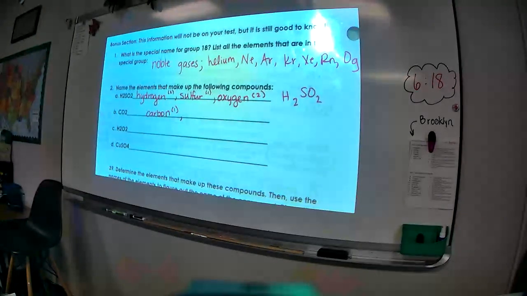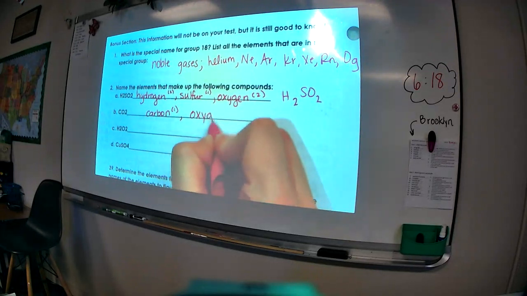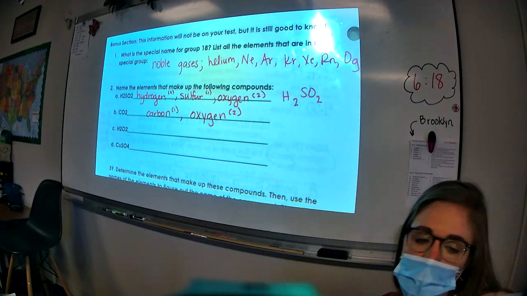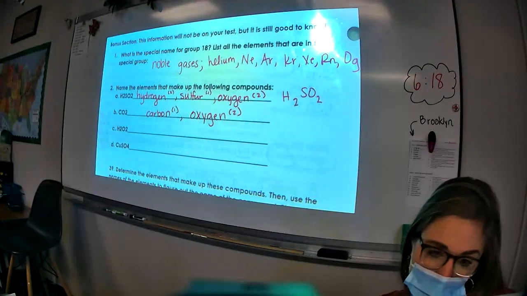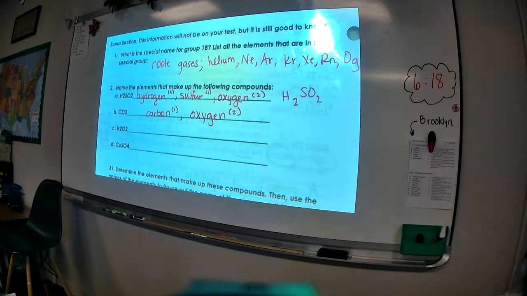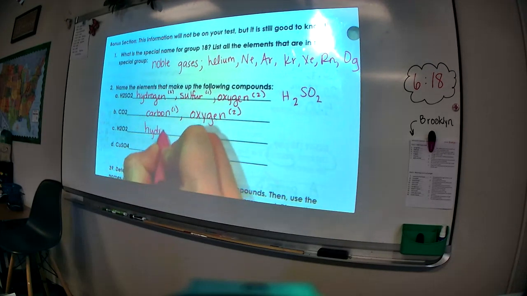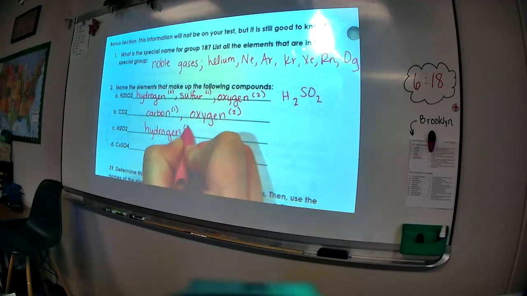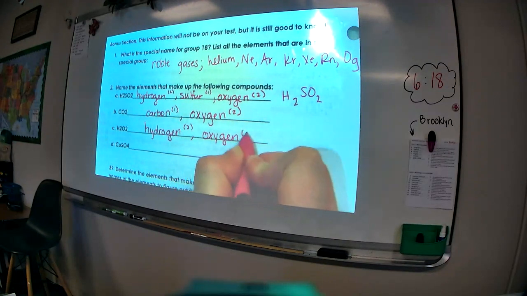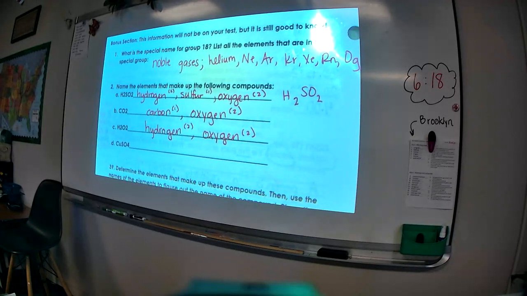Yeah. And O is for oxygen, we put 2. Good. 1 atom of carbon, 2 atoms of oxygen. Okay, letter C. It's 2 atoms of hydrogen and 2 atoms of oxygen. Good. 2 atoms of hydrogen and 2 atoms of oxygen. This would be hydrogen peroxide, in case you're curious. Anna, you with me?